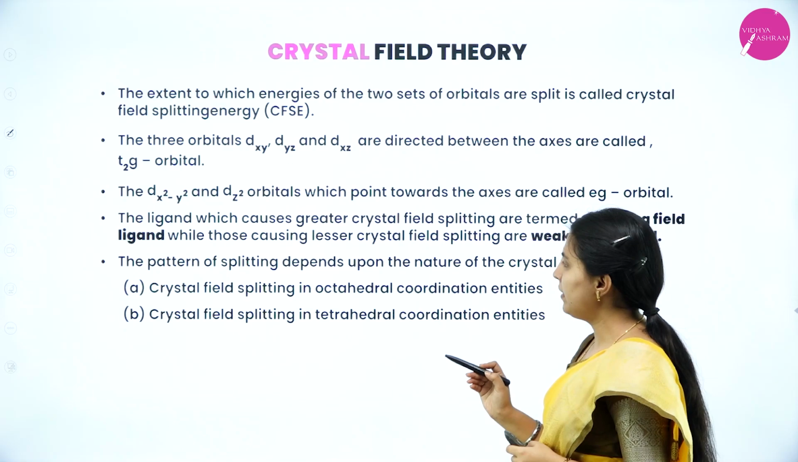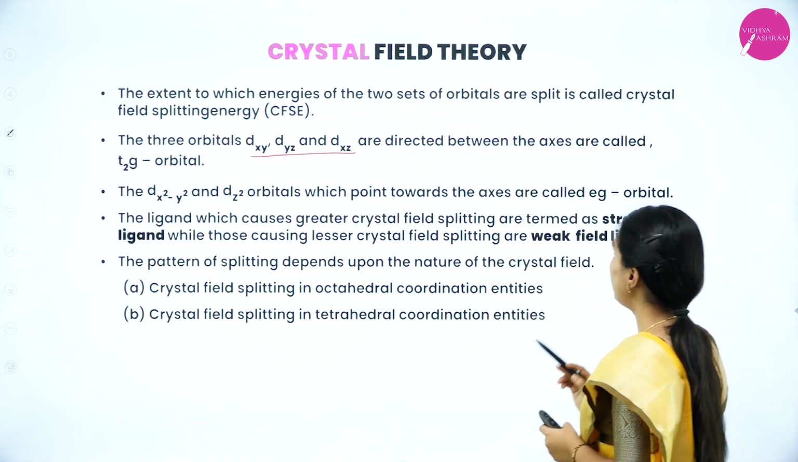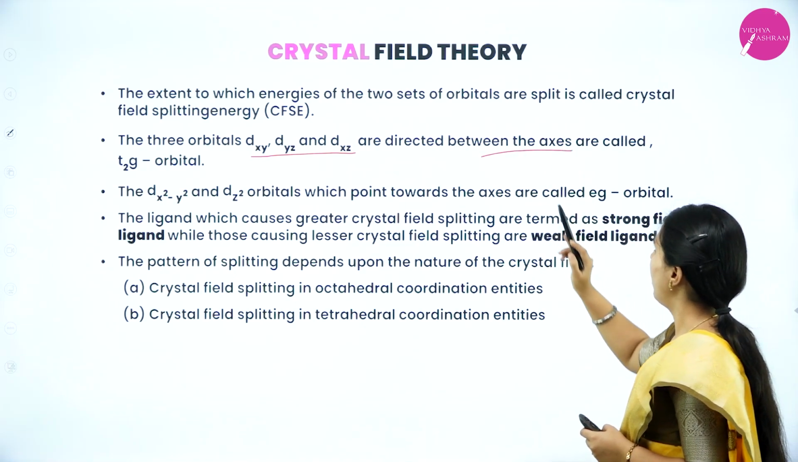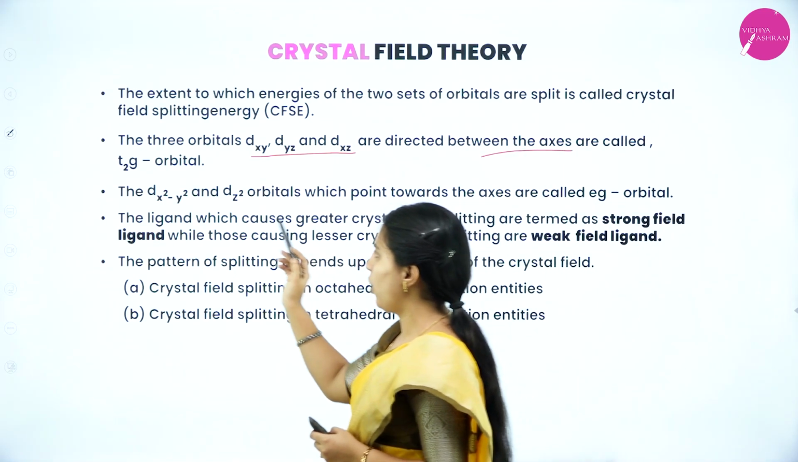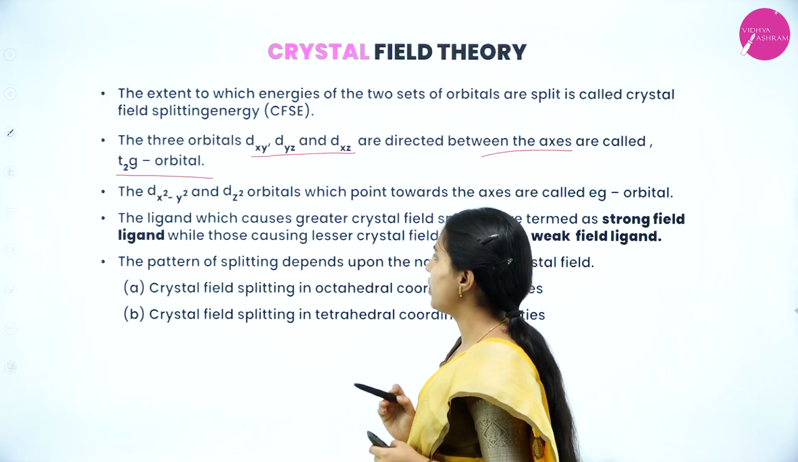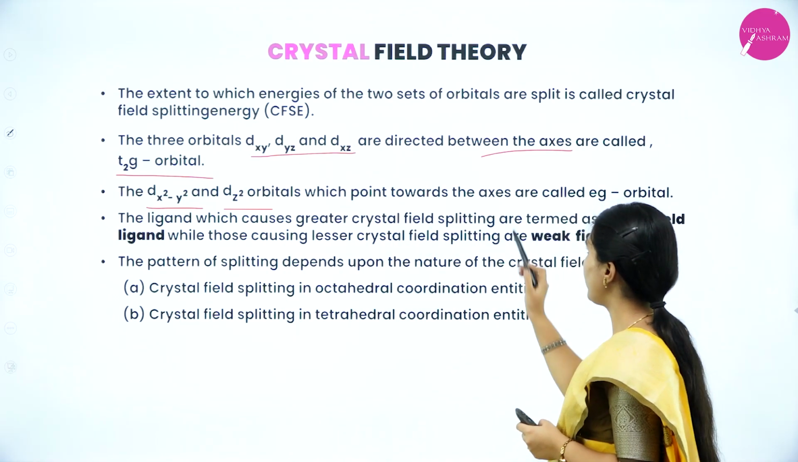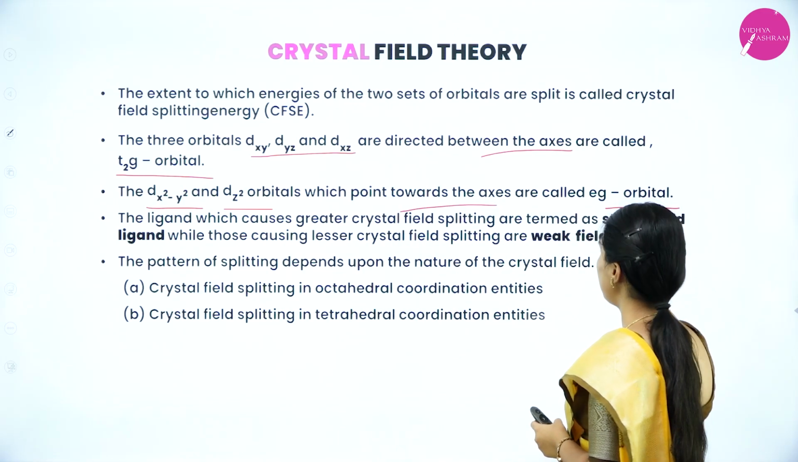The 3 orbitals dxy, dyz and dxz are directed between the axes and are called T2g orbitals. The dx square minus y square and dz square orbitals, which point towards the axes, are called Eg orbitals.